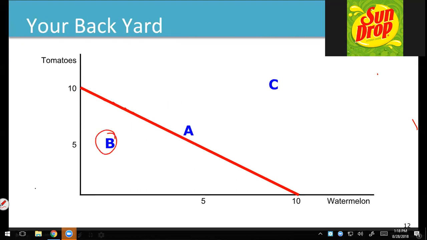Down here in B, that is going to be inefficient. She's got 10 acres, but she only plants 7 of them. So 3 of them are just sitting there not getting used. Out here, she's trying to plant in her neighbor's yard, and the neighbor won't appreciate that very well. Unless they get something out of it, yes.